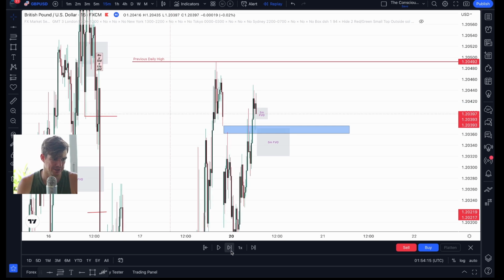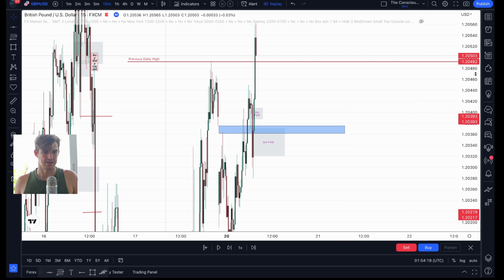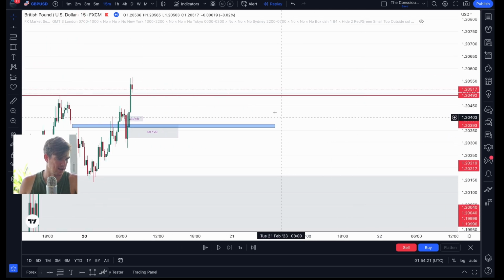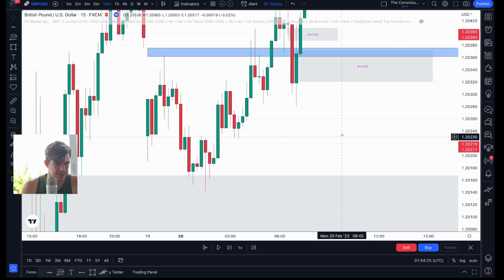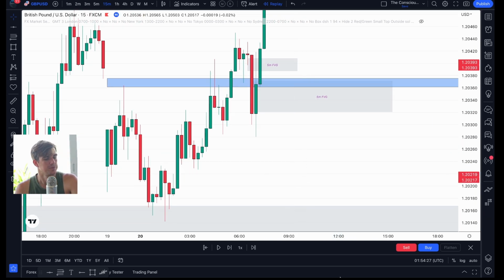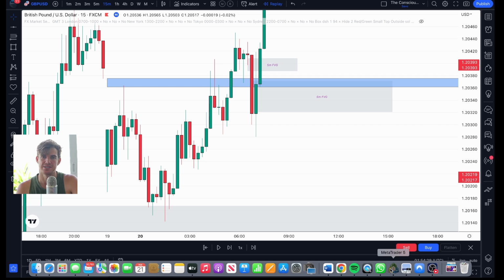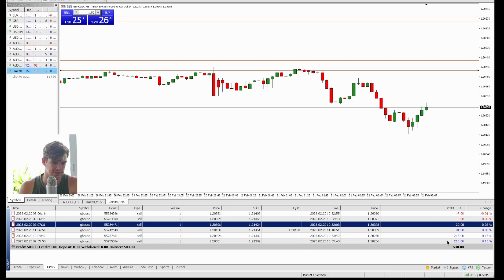Let's see what happened. It came down, and this is where it broke. So let's look in detail at what happened. What we're going to do is go onto MT5, and we're going to look at our trades. So my worst trade that I had to deal with is 20353.